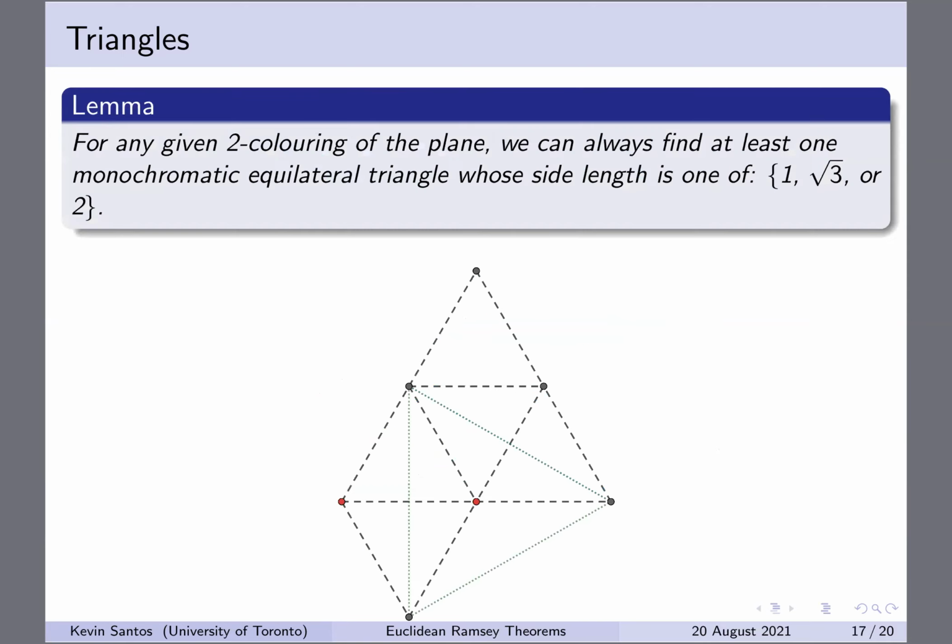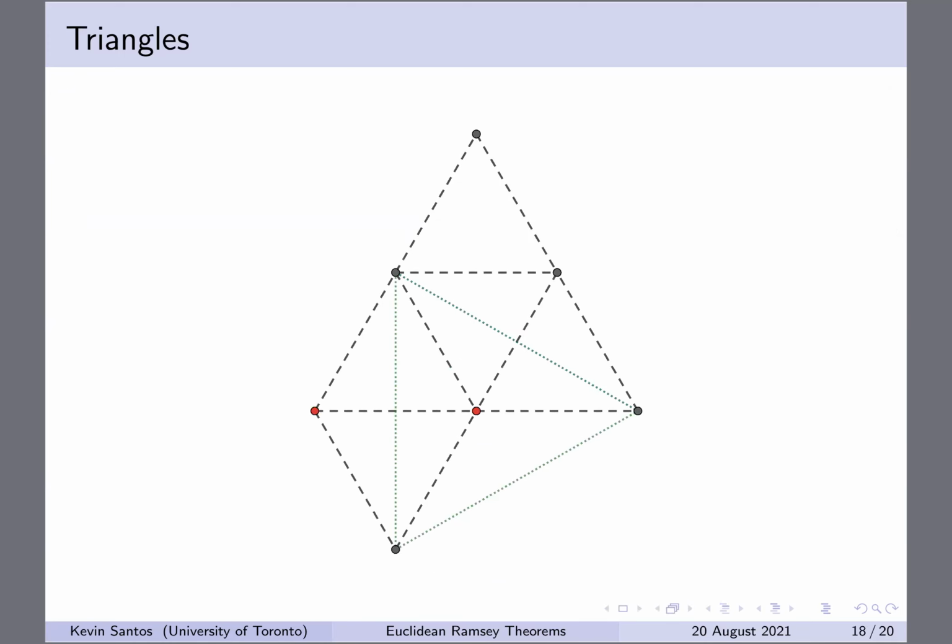Okay, and the next lemma, we want to prove that for any given two-coloring of the plane, we can always find at least one monochromatic equilateral triangle whose side length is either 1 or √3 or 2. So as we proved earlier, for any given two-coloring of the plane, we can always find 2 points of the same color, 1 unit distance apart. And then let's assume, proving by contradiction again, that there are no equilateral triangles with side lengths 1, √3, or 2, and then we'll lead that to a contradiction. So if we assume that there are no unit equilateral triangles, then this point must be blue, and so must this point.